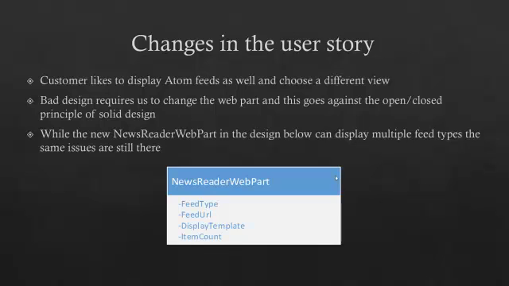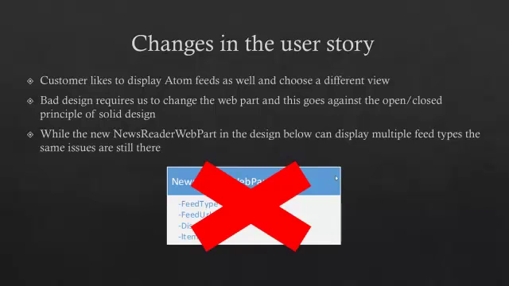So what you could do, of course, is change this newsreader web part. In the design below, what you see here, this new design can, of course, display multiple feeds. We add a type property, feed type, and we add a way to set the display template. However, we still have the same problems. If we need multiple feeds or yet another feed type or a different URL type or something like that, or we need extra display templates, it will be very difficult to make changes. Okay, so this is a bad design. You should not design your web part like that. And trust me, I've seen a lot of these type of web parts.